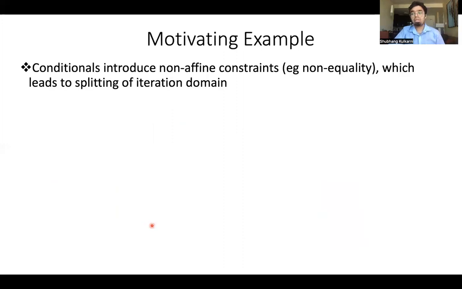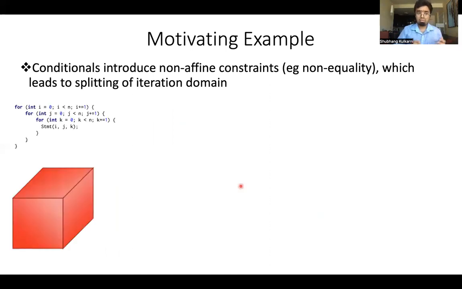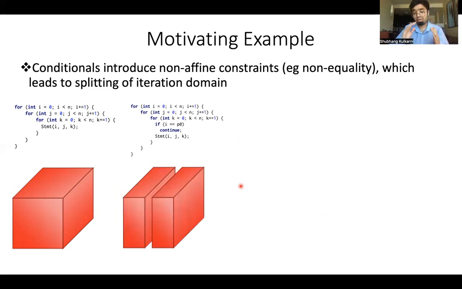This brings us to our motivating example for this work. Consider a program with, say, 3 nested for loops. Whenever I start introducing conditionals into this program, I'm basically intersecting the statement domain with a non-equality constraint. Non-equality constraints aren't affine constraints. They in fact have to be represented as two affine inequality constraints, like less than and greater than or equal to.